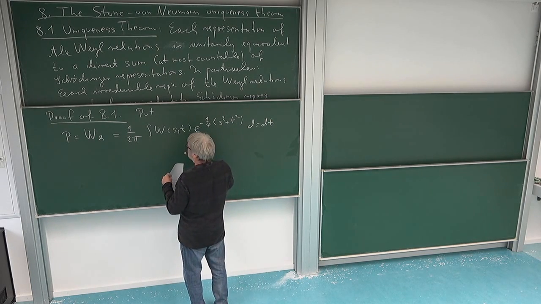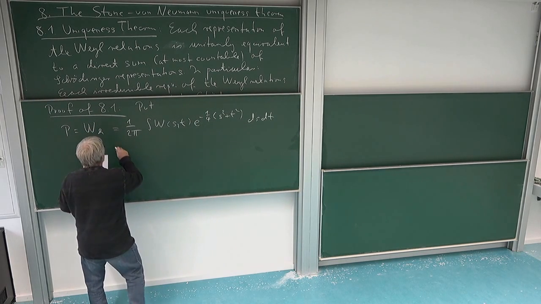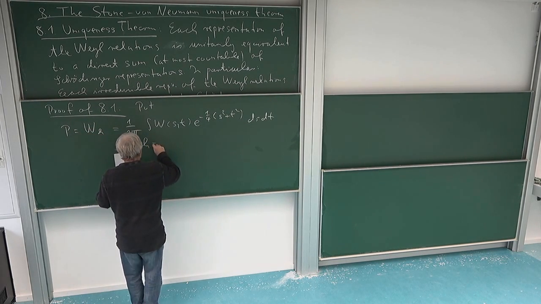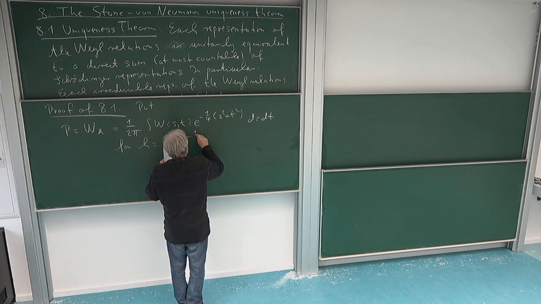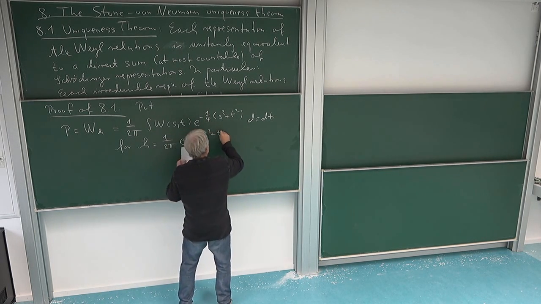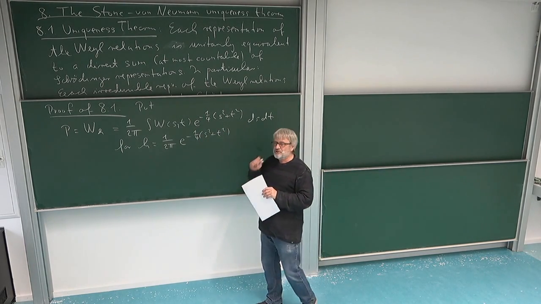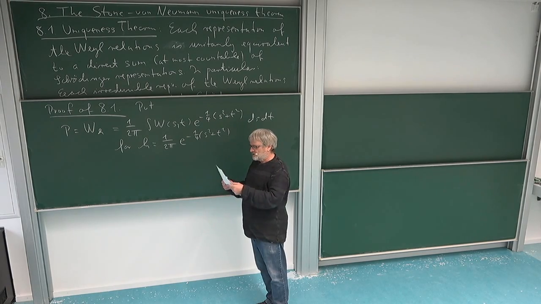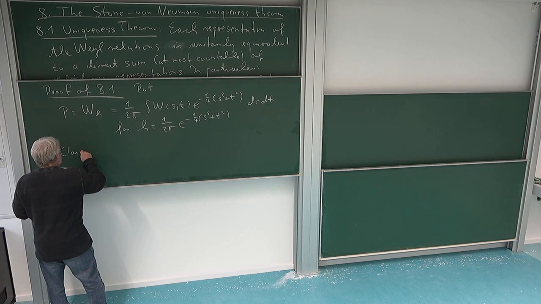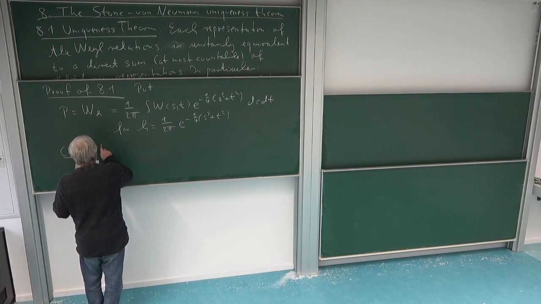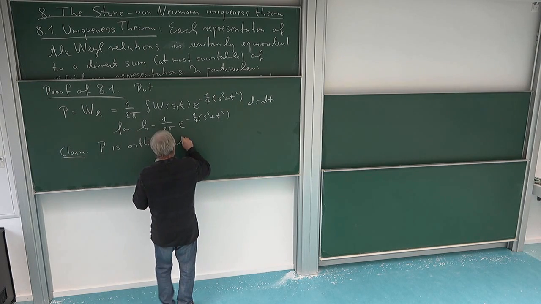And so this function here, together with the 2 pi, this is my h. So this is W_h, for h equal to 1 over 2 pi e to the minus 1/4 (s squared plus t squared). Now I'm claiming that this P actually is an orthogonal projection. So that's the first thing which we have to see. The claim is P is an orthogonal projection.